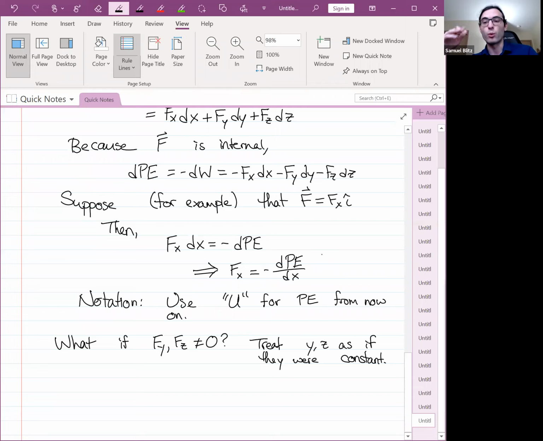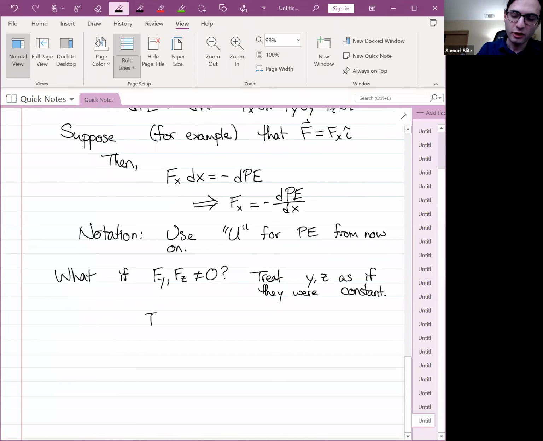And so that would be treating y and z as if it's not moving, as if it's constant. Imagine an object is on a track and it can't move in the y and z direction. It can only move in the x direction. In that case, the force would cause a change in potential energy given by this relationship. Similarly, you could do the same thing for y and z. Treat x and z as constant, put your object in a track so that it can't move in the x and z direction, it can only move in the y direction. And then again, you could do this same procedure to figure out how the force affects the potential energy in the vertical direction, and so on.